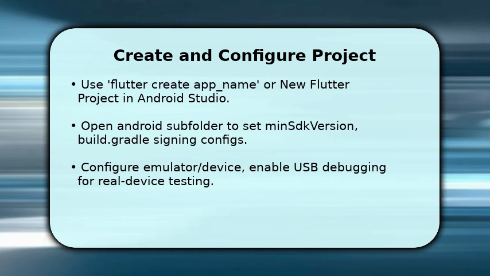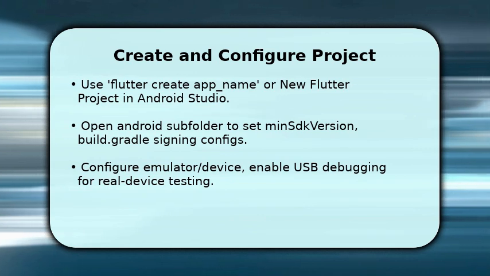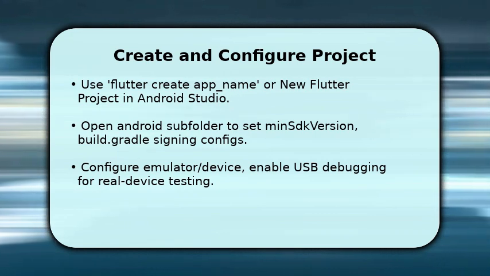Next, configure an Android emulator with the correct API level and image, or connect a real device with USB debugging enabled. Once your device appears in the IDE, make sure the Flutter plugin chooses the correct run configuration, and that hot reload works without rebuild delays.